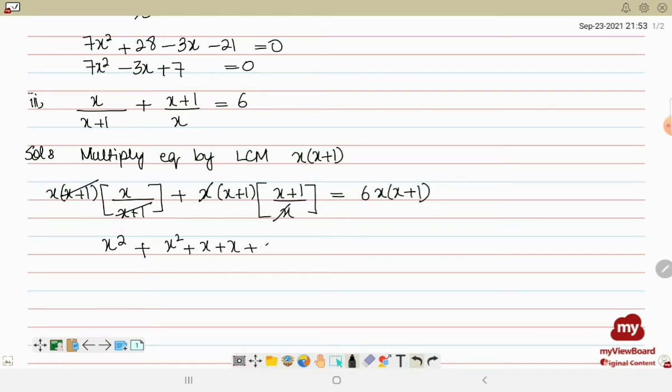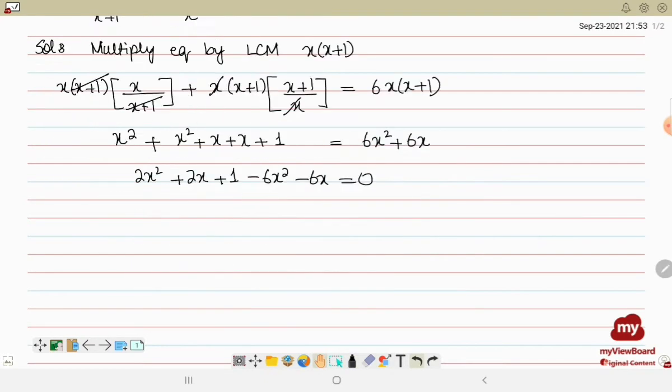It is also the algebraic identity. And on the right hand side it will become 6x square plus 6x. Let's solve it further. It will become 2x square plus 2x plus 1. Let's take this term to the left hand side. Minus 6x square minus 6x equals 0.